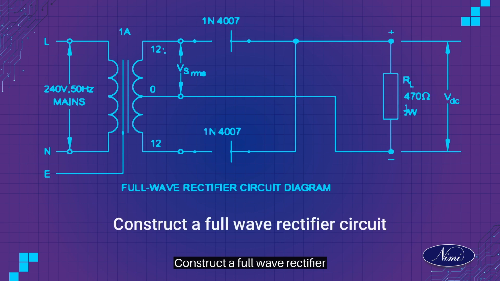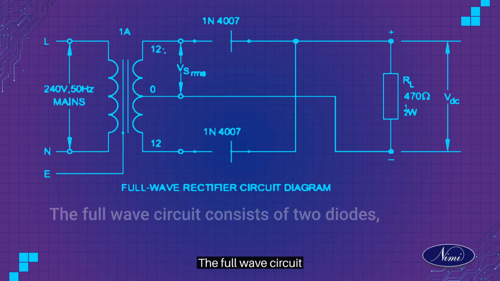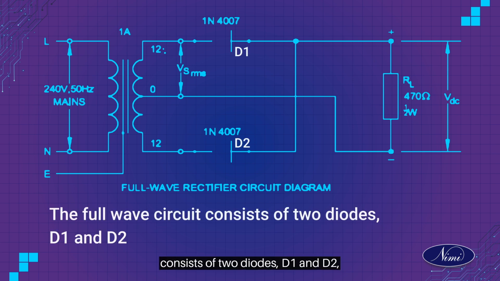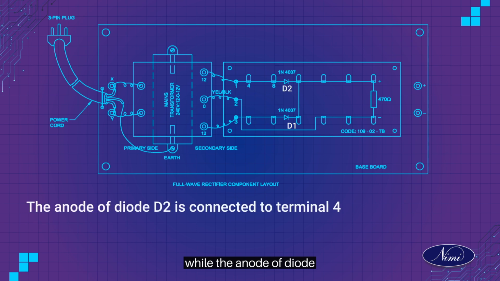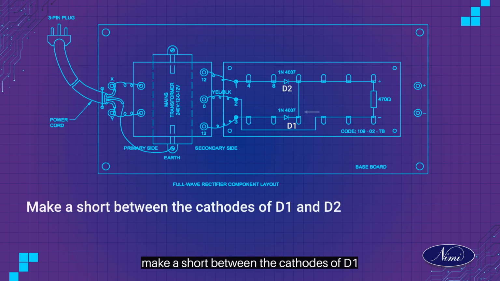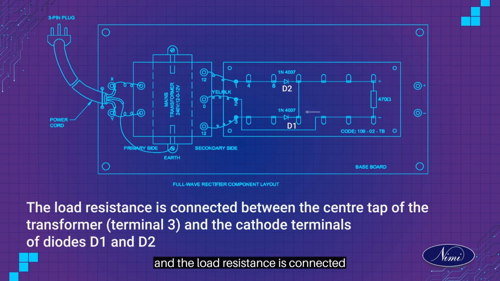Construct a full wave rectifier circuit as shown in the schematic and layout diagram. The full wave circuit consists of two diodes, D1 and D2, where diode D1 is connected at transformer secondary terminal 2, while the anode of diode D2 is connected to terminal 4. Make a short between the cathodes of D1 and D2 and the load resistance is connected between the center tap of the transformer, terminal 3, and the cathode terminals of diodes D1 and D2.